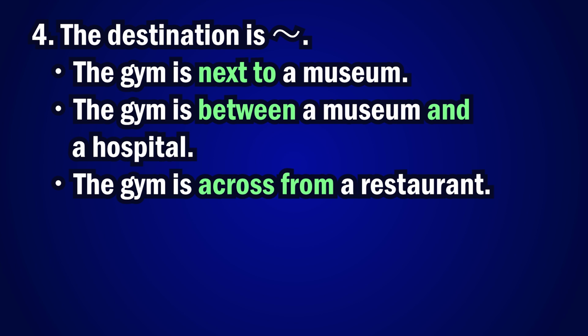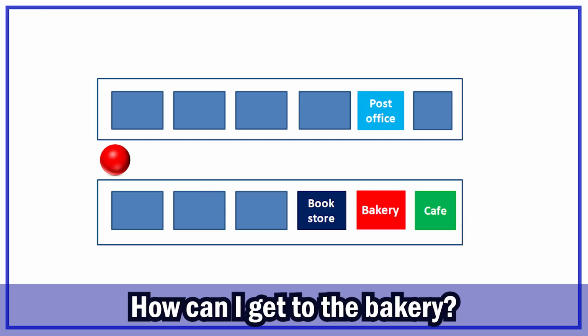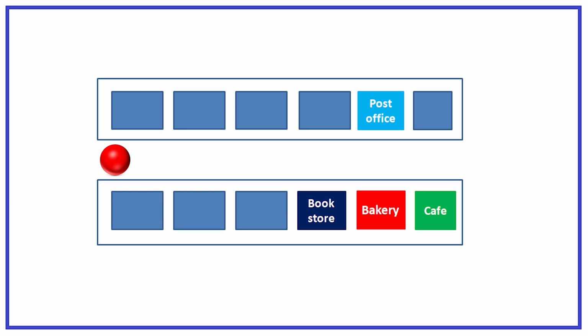Let's move on to the second part. I'm going to show you 3 maps. I want you to think about how to give directions using the expressions you just learned. All right, let's take a look at the first map. How can I get to the bakery? The red mark is where you are now. Please give directions.